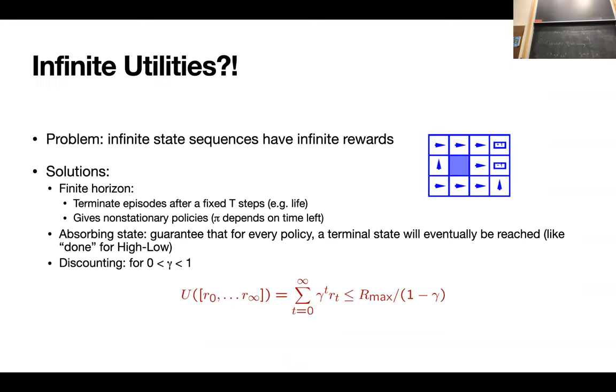And this will be smaller than or equal to R max over 1 minus gamma. The reason is that R max is the highest reward out of all these rts, the maximum one. This sum will be smaller than or equal to R max times these discounting factors gamma to the power of t. And then we know that the geometric sequence converges to one over one minus gamma. Have you seen that result? Are you familiar with this result of geometric sequences? Is anybody familiar? Anybody knows what I'm talking about? Have you seen this result?